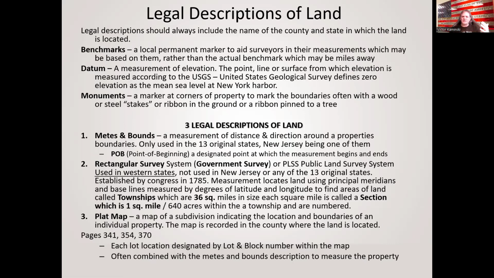But there are some numbers you need to know. How many square feet in an acre? You guys recall that one? 43,560. 43,560.